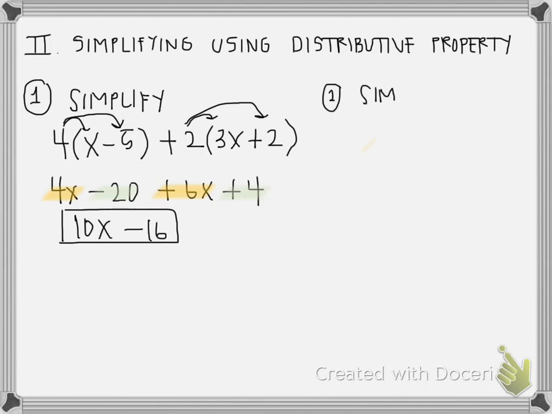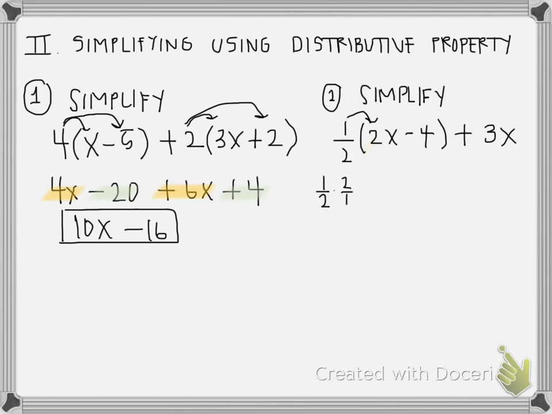Alright, let's do another one. Alright, y'all try to do this one for me. Pause the video if you need to. Okay, so for this one, I want to simplify. I'm going to say 1/2 times 2x minus 4 plus a 3x. Okay, so I'm going to say 1/2 times a 2x. So that means that I'm going to multiply 1/2 times 2 over 1. Okay, and then I'm going to say 1/2 times 4 over 1. And I stop right there where that parentheses ends.